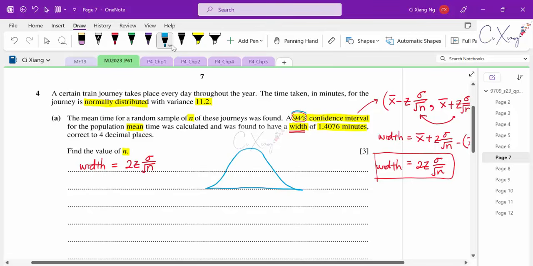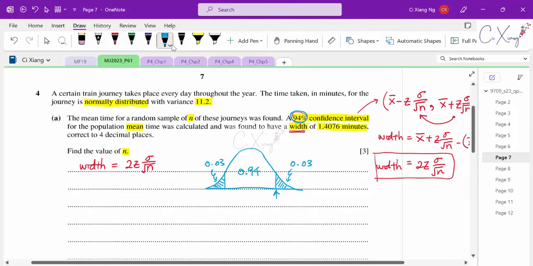So when they mention a 94% confidence interval, it means that on both sides we have the same area, and the 94% denotes the center area of the diagram. So I have 0.94 here. That means to make it balance and total up to 100%, this should be 0.03 and this one should be 0.03.